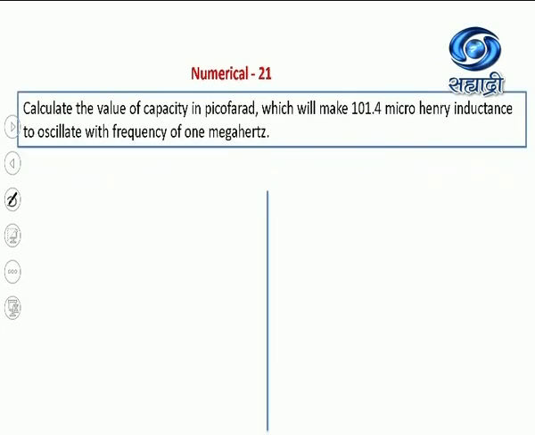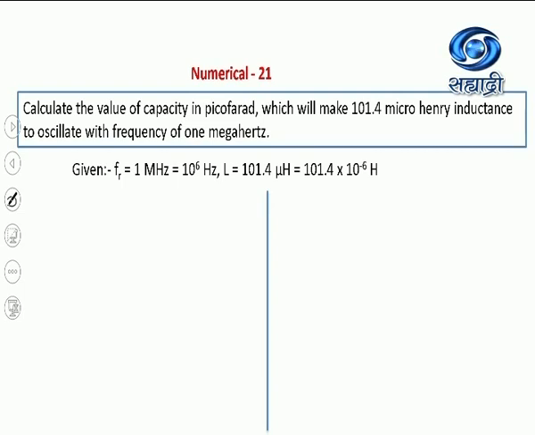There is numerical 21. Calculate the value of capacity in picofarad. What is picofarad? 10 to the power minus 12 farad is picofarad, which will make 101.4 microhenry inductance. Micro is 10 to the power minus 6 to oscillate with frequency of 1 megahertz. Now what is 1 megahertz frequency? 1 megahertz frequency is 10 to the power plus 6 hertz. Given thing, resonant frequency they have given as 1 megahertz, that is 10 to the power 6 hertz.